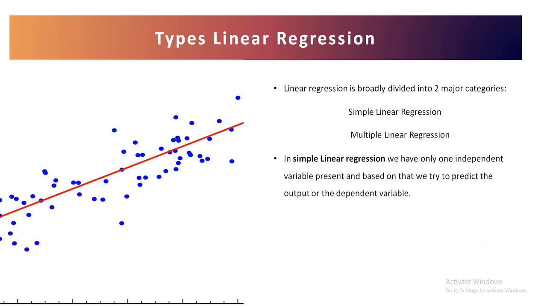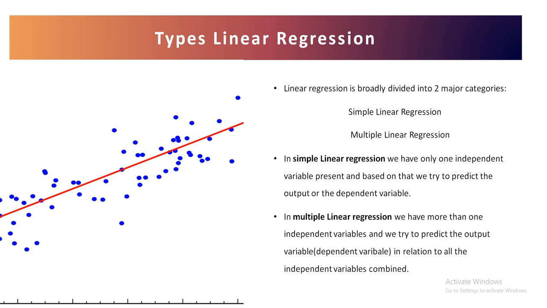In simple linear regression, we have only one independent variable, based on which we try to predict the dependent variable, like the example I have given of weight and height. Here weight is the only independent variable available, based on which we try to find out the height of the person. So it comes under the category of simple linear regression.